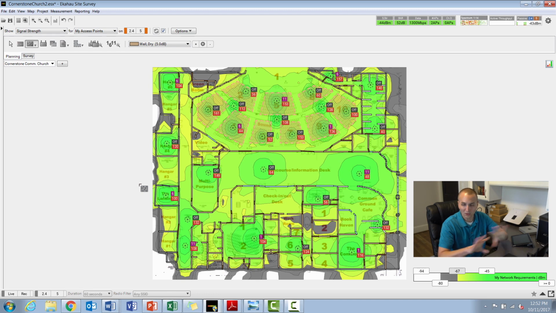Now this wasn't a tutorial on Ekahau, but that's some of the layers I'm going into as I'm working with Ekahau based on the customer requirements, their pain points, the site survey. I'm layering all that information so I can come back to Ekahau and do my predictive modeling and such. So let's get back to our slide deck here.